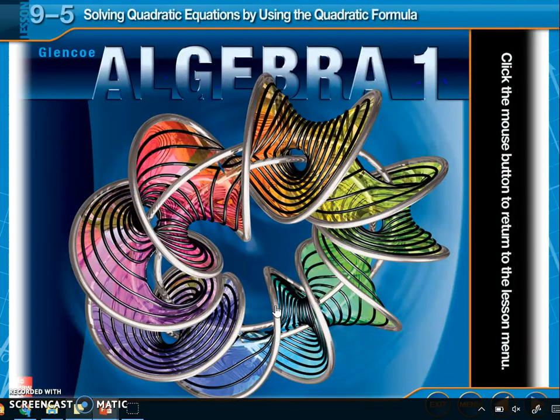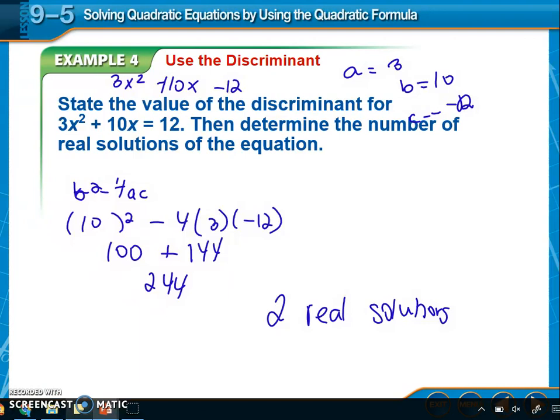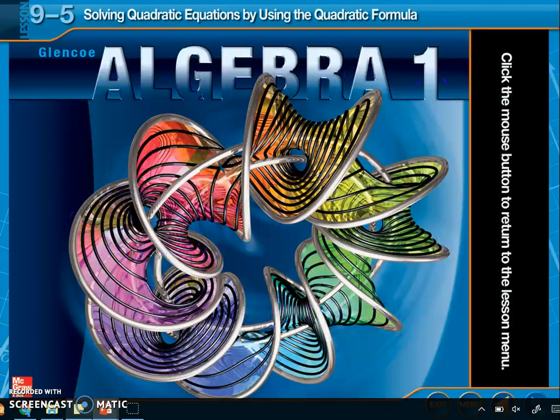Okay, and that's the end of the section. If I had gotten a negative number here, that means that there's no real solution. And if I had gotten 0, that means 1. All right. Good.